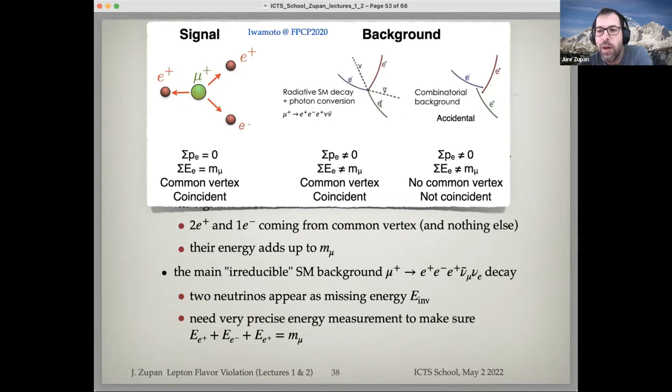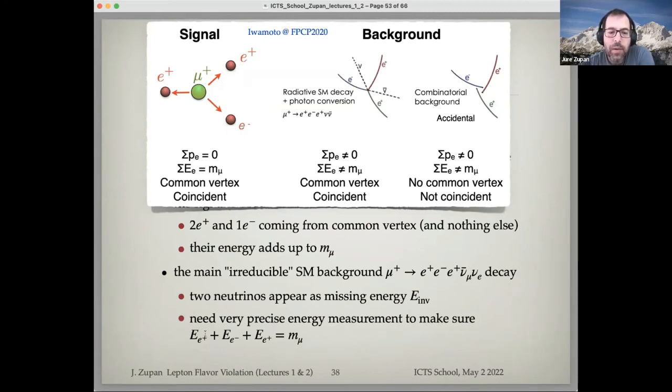So there will be an irreducible background from there. And then there's also the accidental. So just pick up 3 charged particles, and you can beat on those by having no common vertex, and there will be no coincidence in time also. All right, so what do you do with this irreducible Standard Model background?